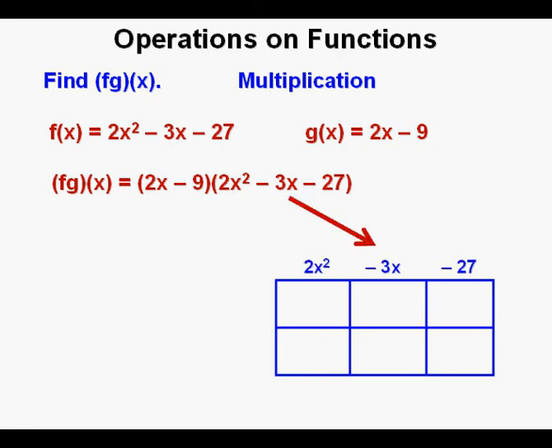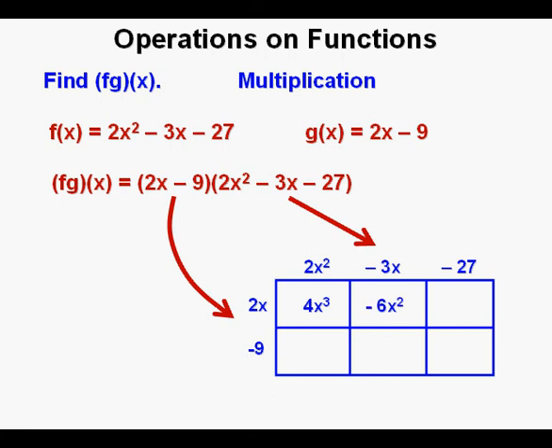We'll place the trinomial on top of the box, with each of the three terms heading the columns. At the tops of the columns are the terms 2x squared, minus 3x, and minus 27, respectively. And then at the side, heading the rows, we have 2x and negative 9. Multiplying together the terms in the rows and columns where they meet, we have 2x times 2x squared equals 4x cubed in the upper left cell.